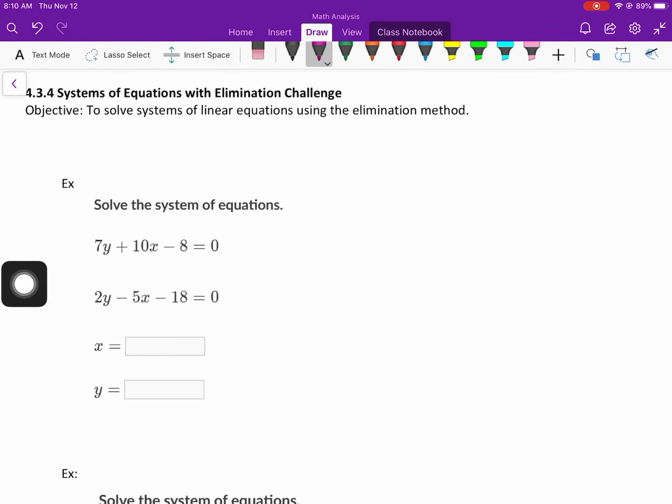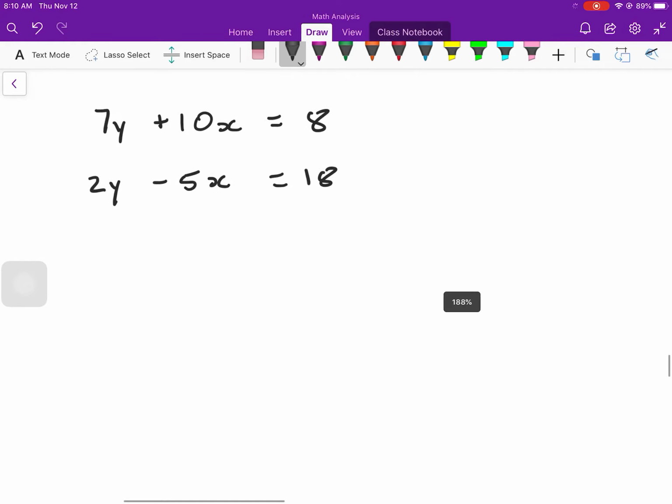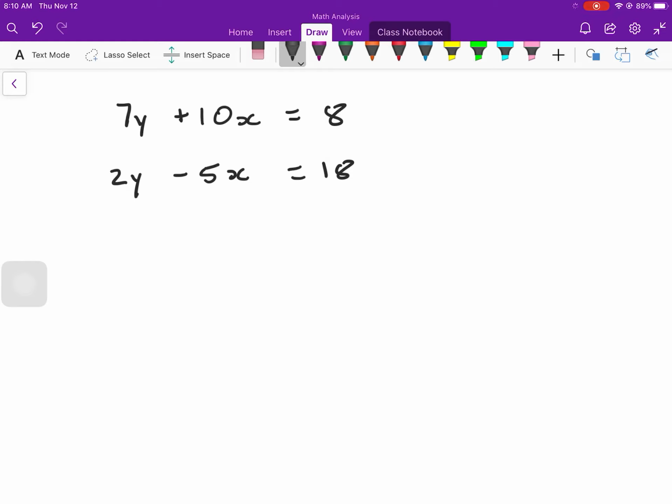So I would add the 8, and that would get me 7y plus 10x equals 8. And the other one we'll go ahead and get 2y minus 5x equals 18. So you got to figure out what could I multiply one of these equations by, or sometimes we have to do both, so that one of these variables will cancel.